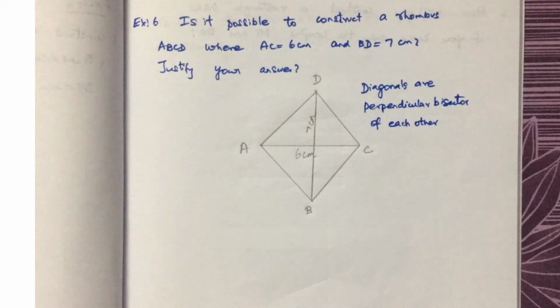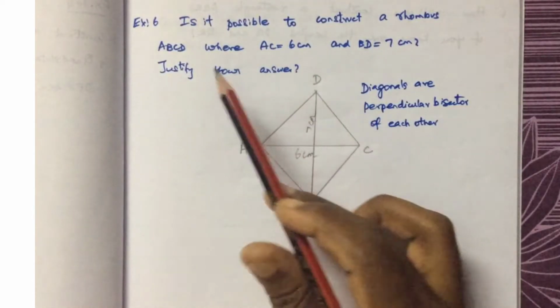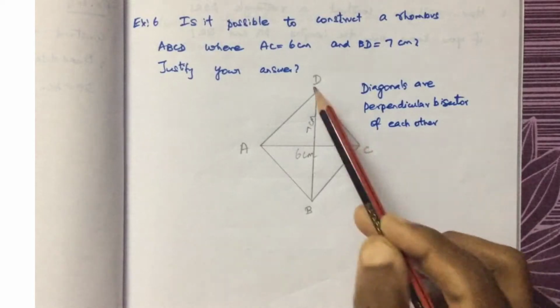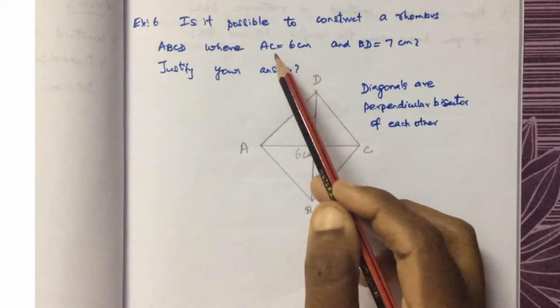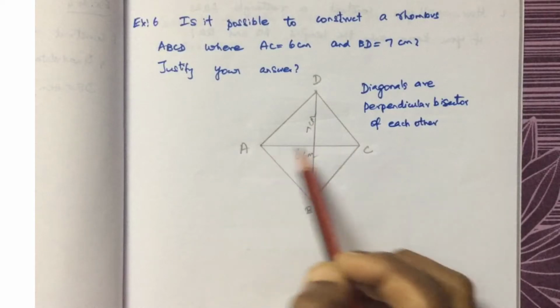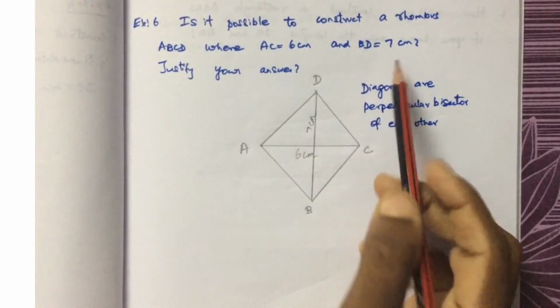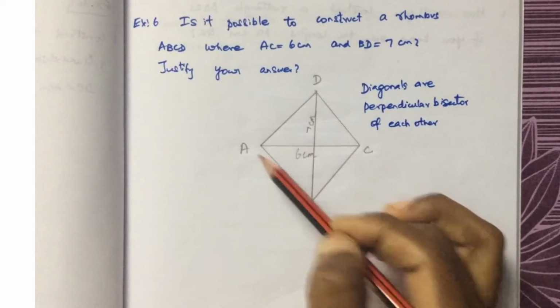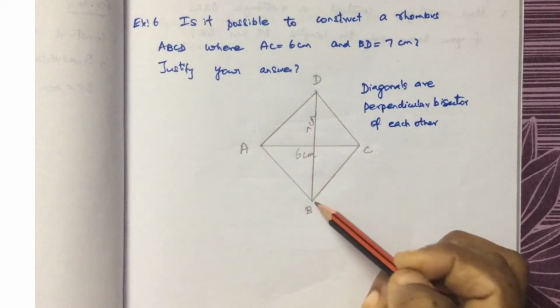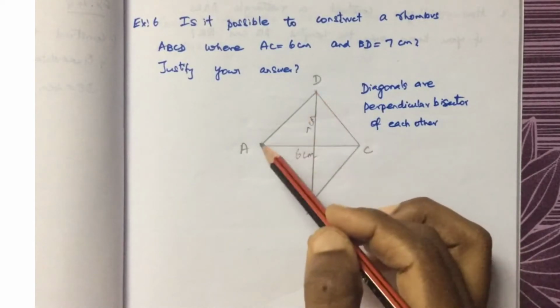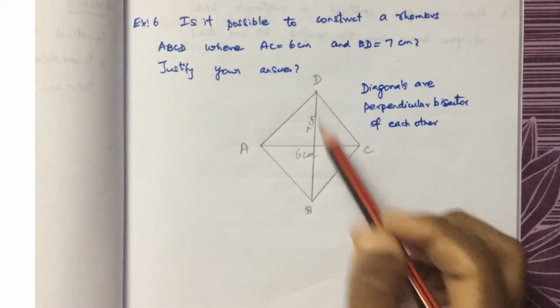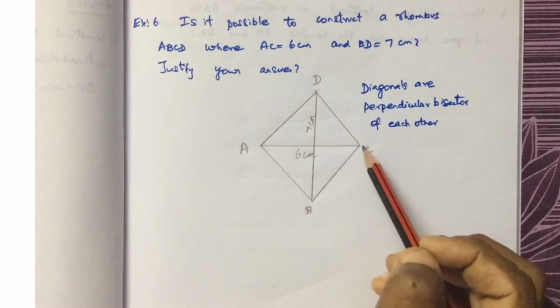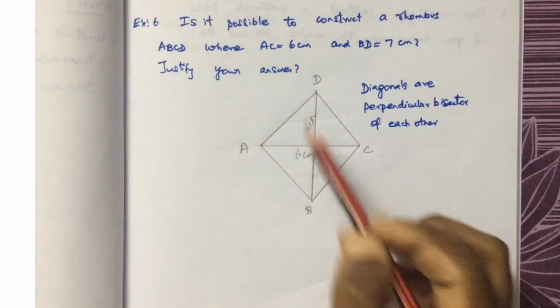The next problem: is it possible to construct a rhombus ABCD where AC and BD are given? Justify your answer. So first, ABCD is this ABCD. Out of this, what is given is AC 6 centimeter and BD 7 centimeter. The measure of the sides of the rhombus is not given. AB is not given, BC, CD, or AD is not given. Only the measure of the diagonals are given. That is AC from here to here 6 centimeter, BD from here to here 7 centimeter.